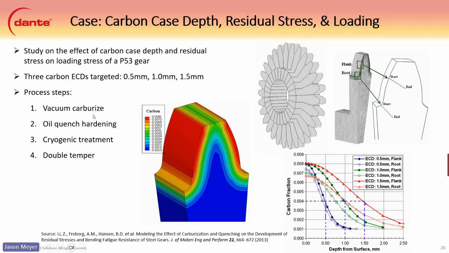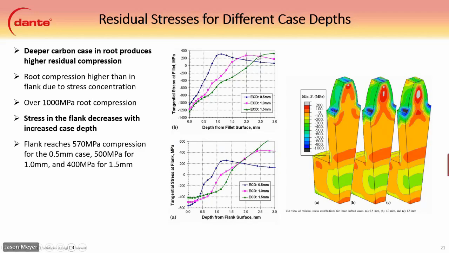So the work here, this is vacuum carburized, then oil quenched to harden, went through a cryogenic treatment, and then a double temper for this Pyrowear 53 gear. So some interesting things looking at the different case depth here. The deeper carbon in the case in the root produces a higher residual compression here.